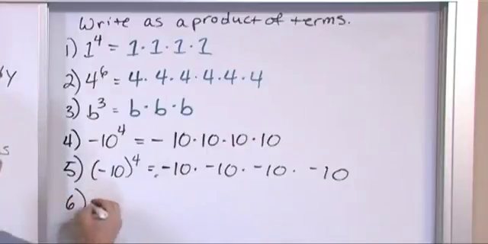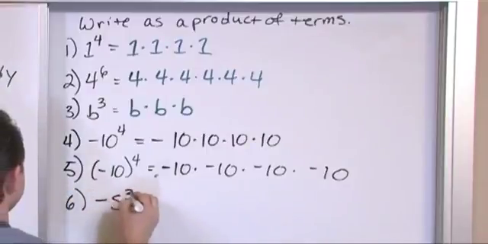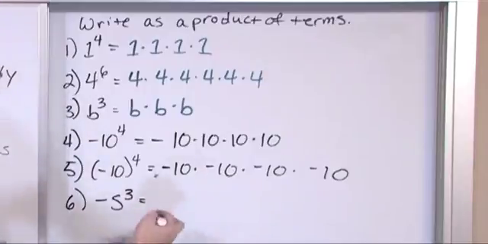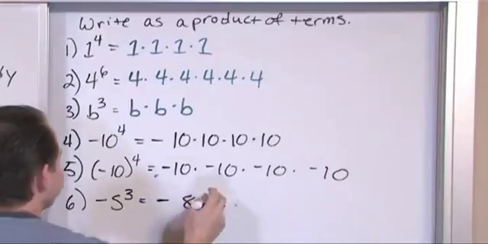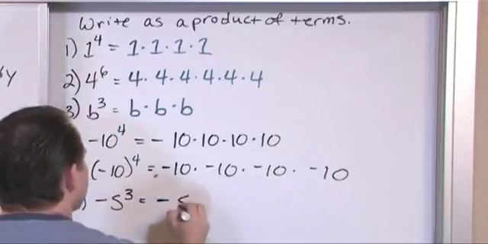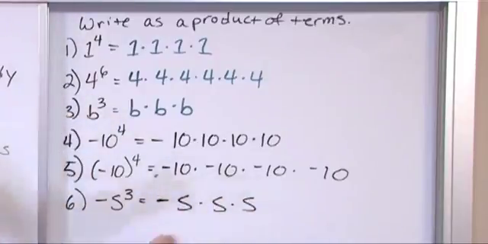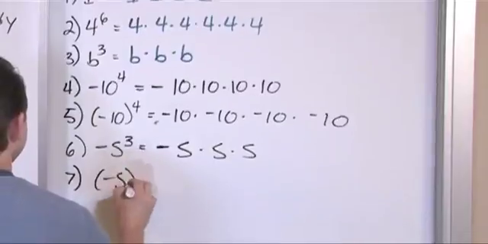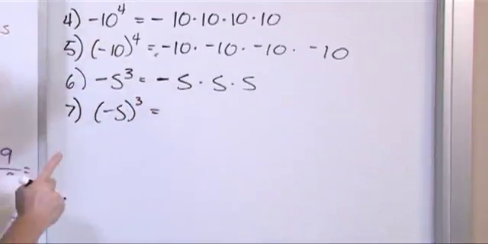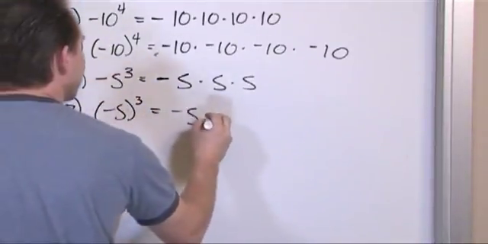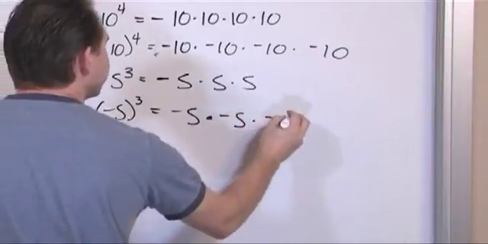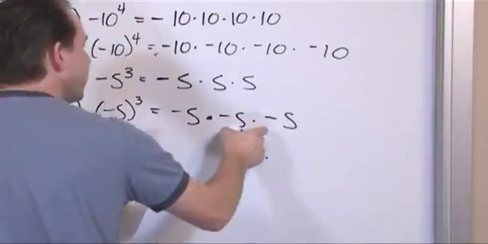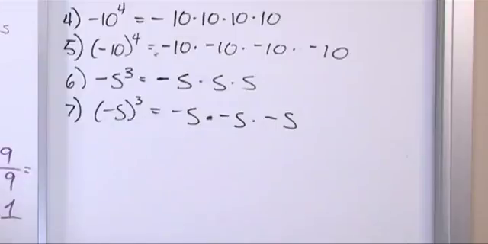So carrying that a step further, what if I had negative s cubed? Well, there's no parentheses here, so the negative is just hanging out in front. What I'm actually cubing is the s times the s times the s. That's what I'm actually cubing, so that's how you would write that. But if I had instead written it as negative s cubed, then it would be a different answer. It would be negative s times negative s times negative s, because the negative s is what I would be multiplying by itself 3 times.